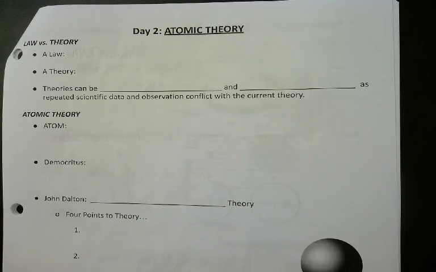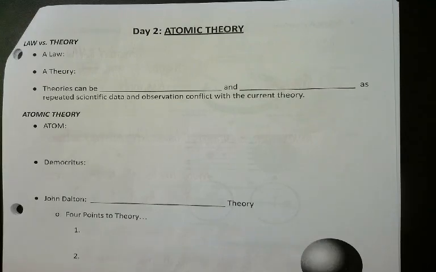So this is day 2 for Unit 2. We are going to talk about atomic theory. Last class, you should have gone over the periodic table. You learned how elements were grouped together based on similar properties, and where things are on the periodic table, metals, nonmetals, etc. So today we're going to talk about atomic theory.